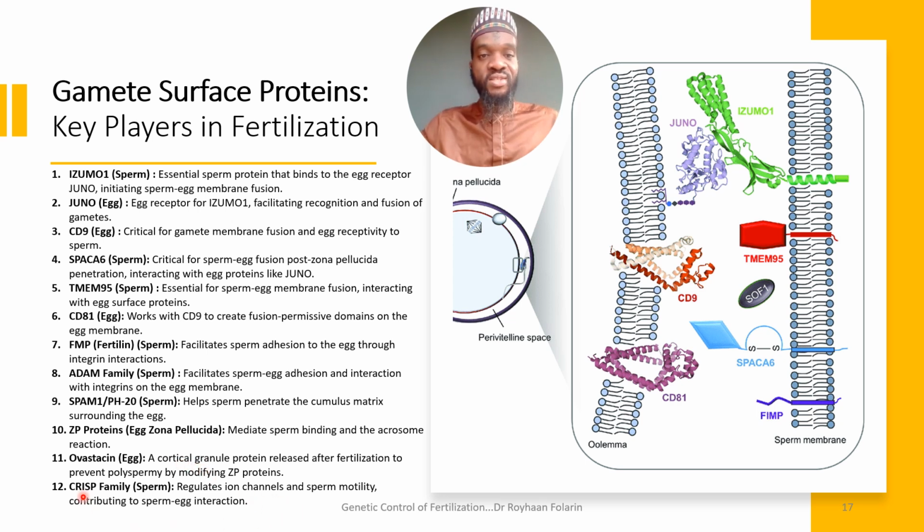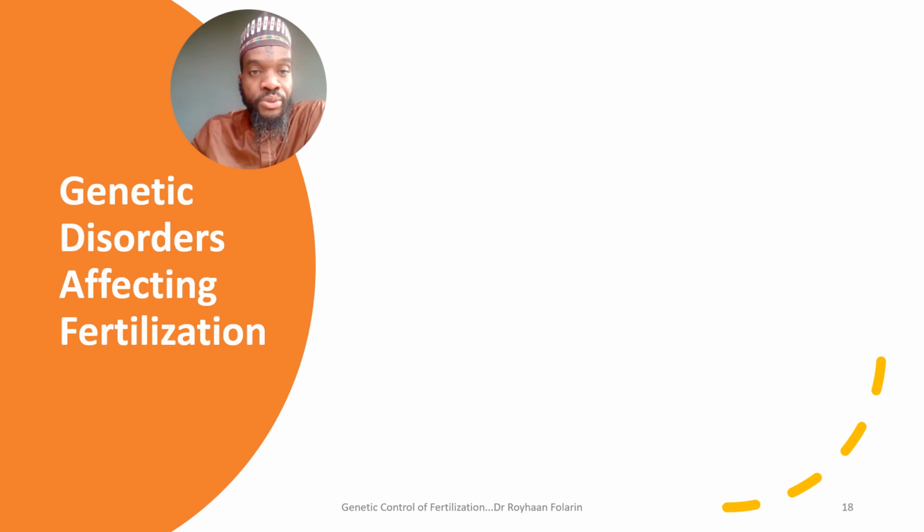So there's also the CRISP family, which helps to regulate channels and sperm motility. CRISP stands for cysteine-rich secretory proteins. It's named for their high cysteine content, and it helps to regulate ion channels and sperm motility, thereby contributing to sperm-egg interaction.